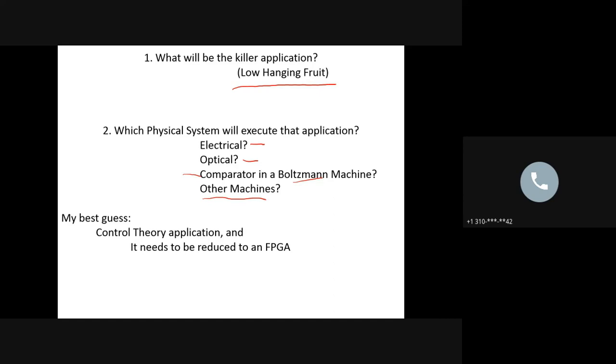So I expect this to be reduced to a type of chip called a field programmable gate array. And I expect the application to be in control theory, but this is very controversial. Some people believe that the initial application will be for the Amazon trucks because there's so much money at stake. Other people believe that it has to do with data centers and optimizing their load and so forth.